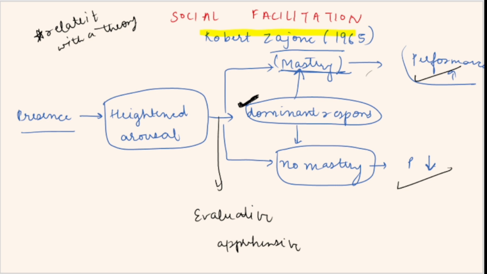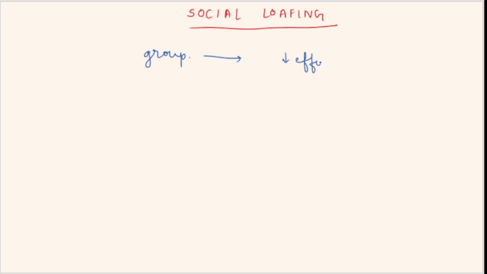Right? There is another phenomenon which is just opposite to social facilitation. Social facilitation is what? Our performance is getting better when others are present. But there is another phenomenon which is just opposite to it, known as social loafing, which means that whenever a group is present, we lower our efforts.